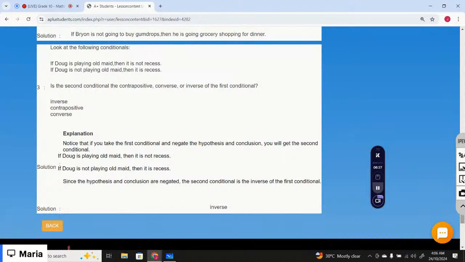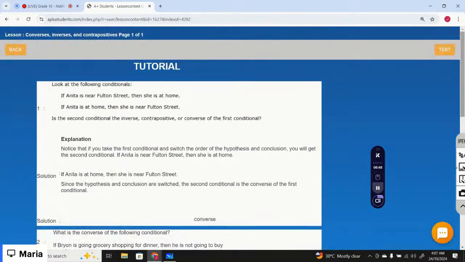Look at the following conditionals. If dog is playing old maid, then it is not recess. If dog is not playing old maid, then it is recess. Is the second conditional contrapositive, converse, or inverse? So they are inverse, right? Let's just start with the test questions.